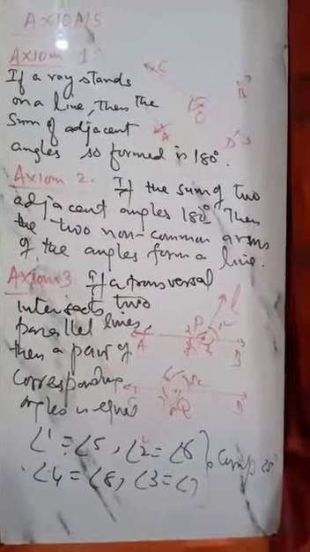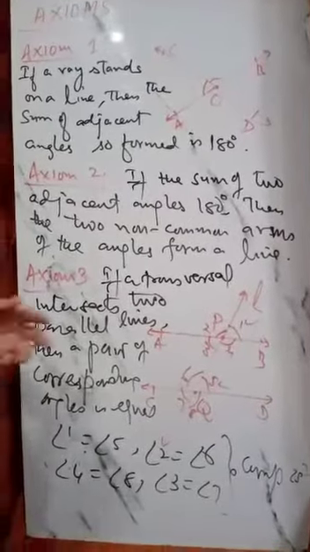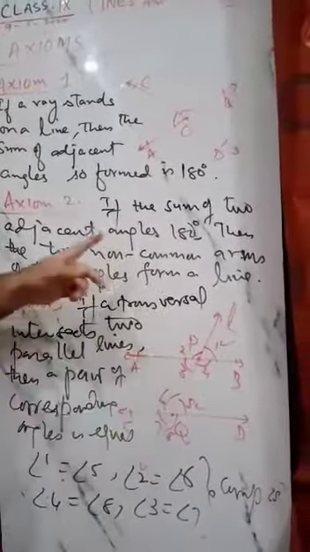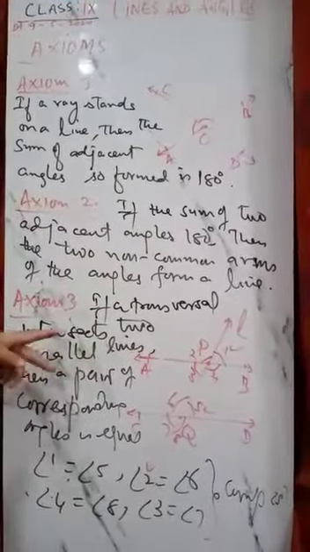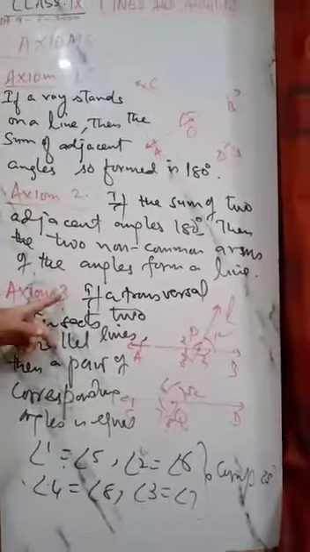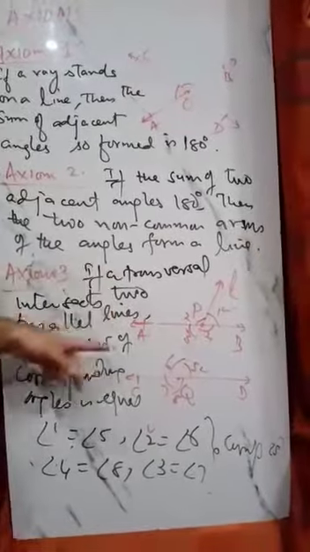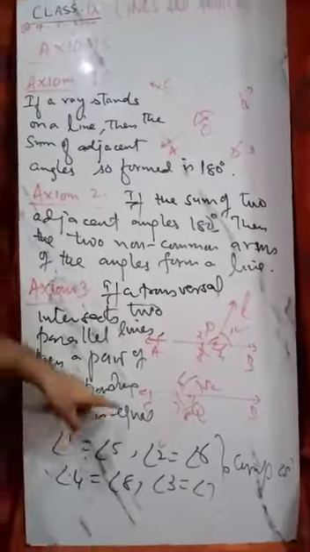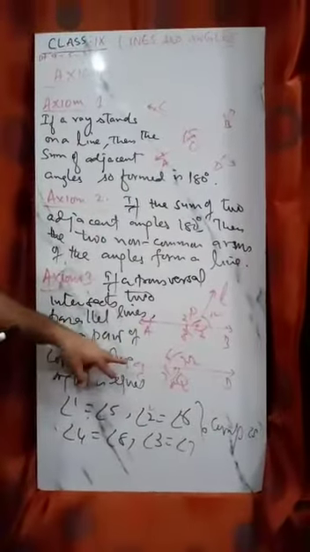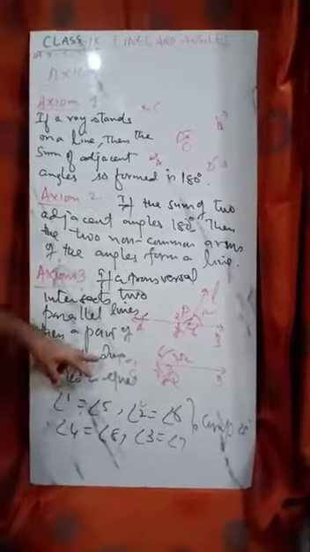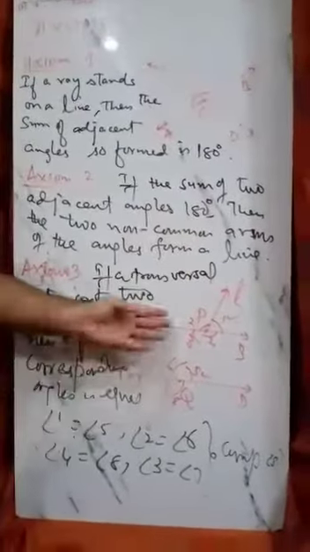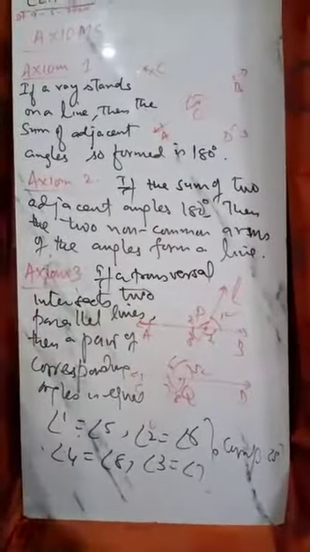Next, axiom number 4: if a transversal intersects two lines such that a pair of corresponding angles is equal, then the two lines are parallel. This is the converse of axiom number 3. Axiom 3 says if a transversal intersects two parallel lines, then a pair of corresponding angles is equal. Here, if the transversal intersects two lines and a pair of corresponding angles is equal, then the two lines are parallel. So we'll write it.